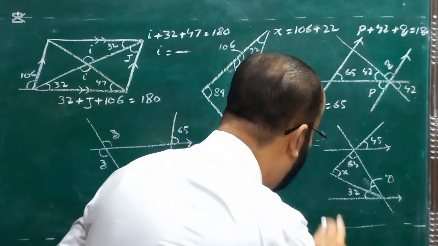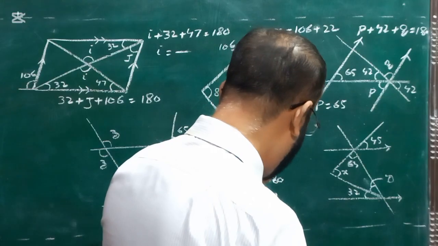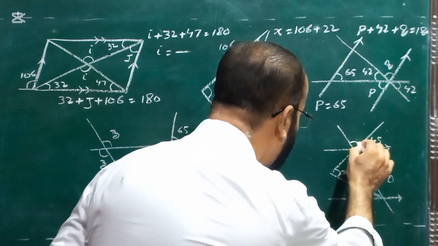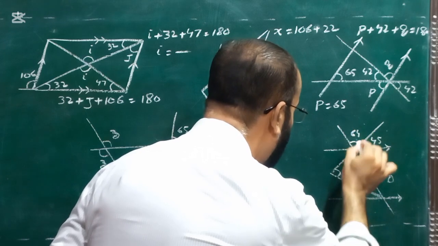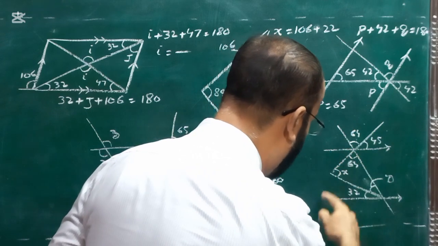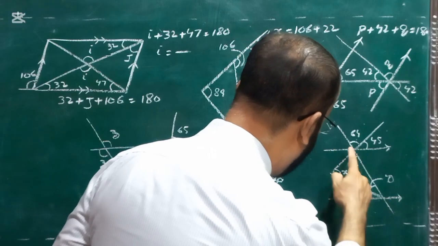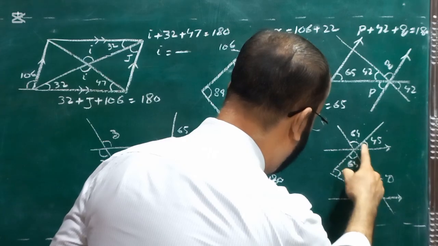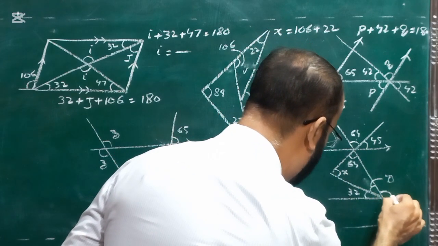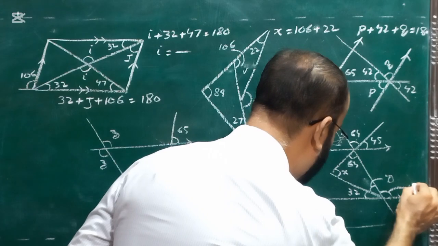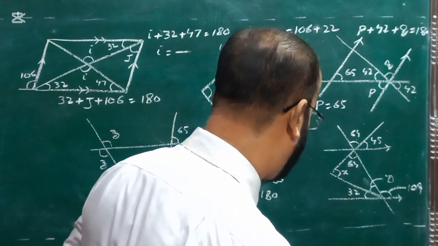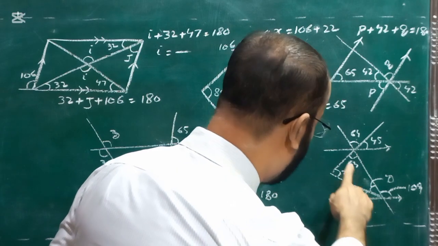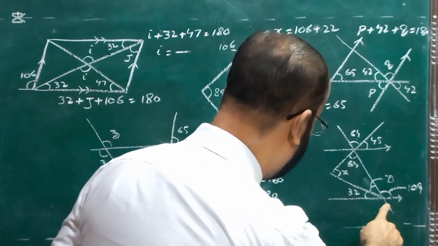So in this question, X and Y are missing values. If this is 64, this vertically opposite angle will also be 64. And these two are parallel lines, so this is a transversal line. This is making an angle of 109 here, so this angle will also be 109 because of the corresponding angles, they are on the same slope.